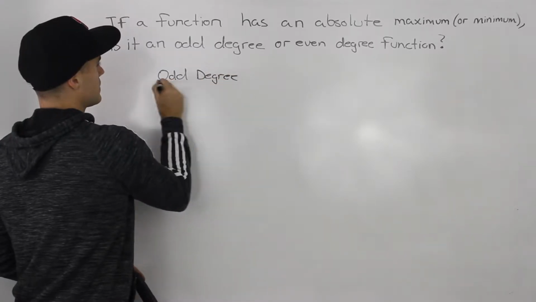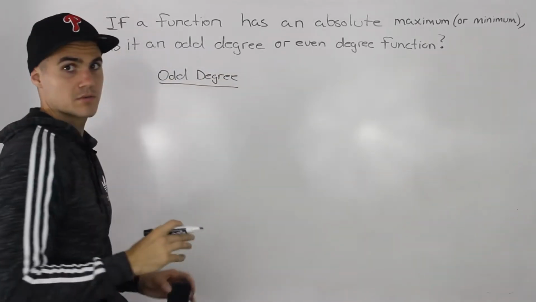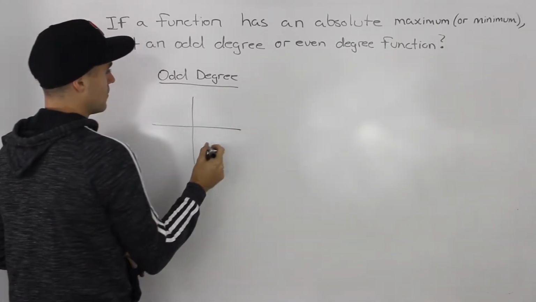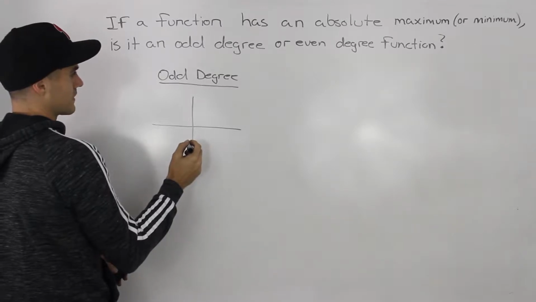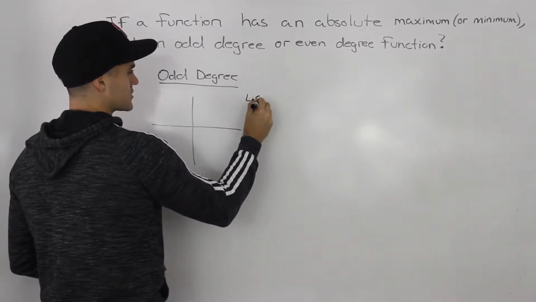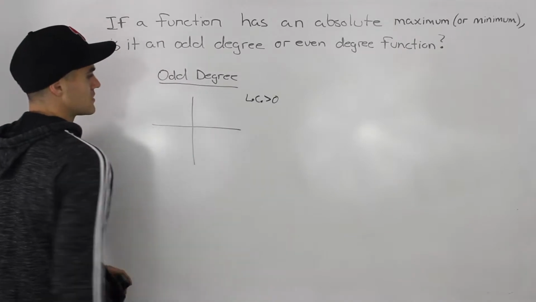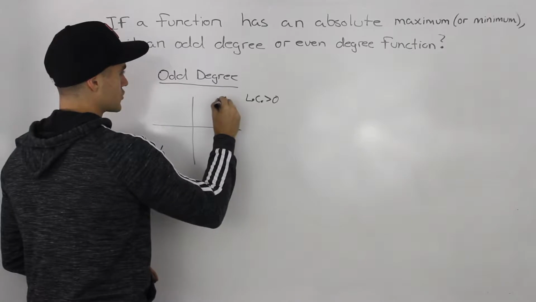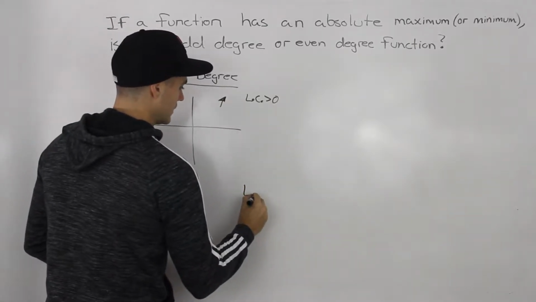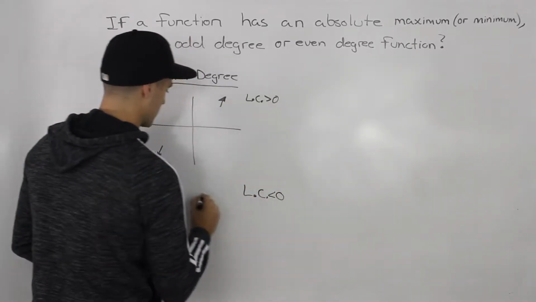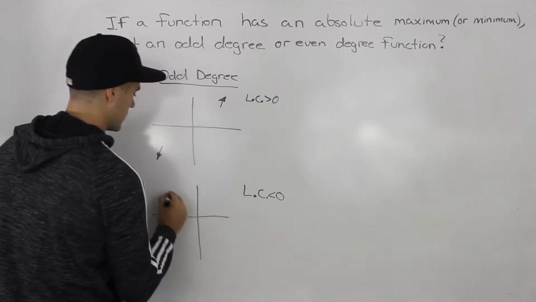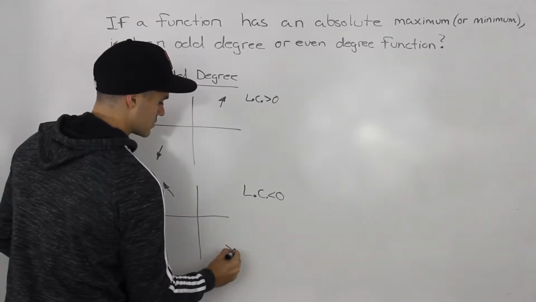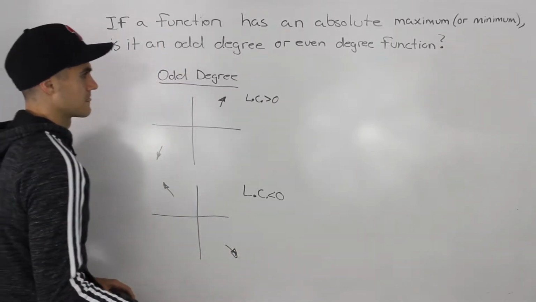by showing the diagrams for the possibilities of the end behaviors for an odd degree function. So if the leading coefficient is greater than 0, then we know the end behaviors are going to be what? From quadrant 3 to quadrant 1. And then if the leading coefficient is negative, it's going to be what? From quadrant 2 to quadrant 4, like that.